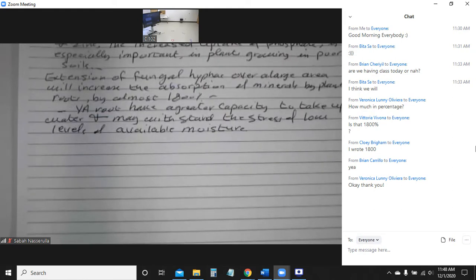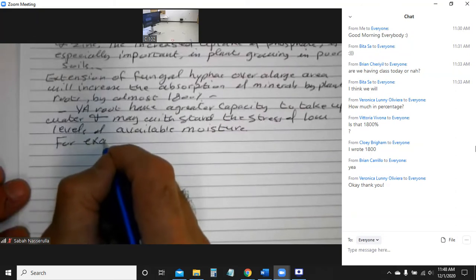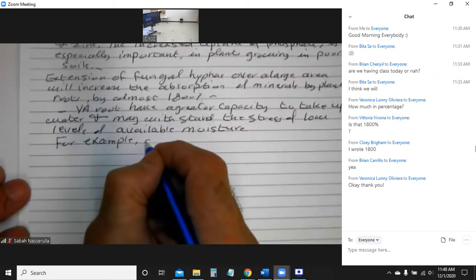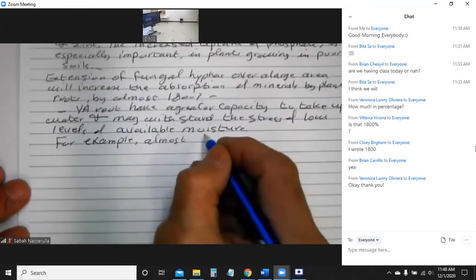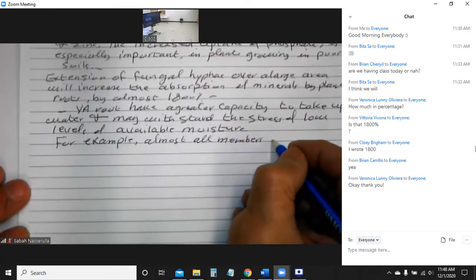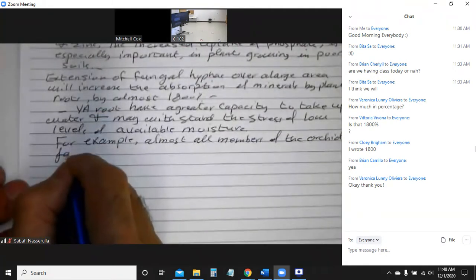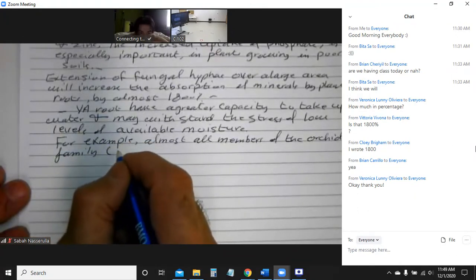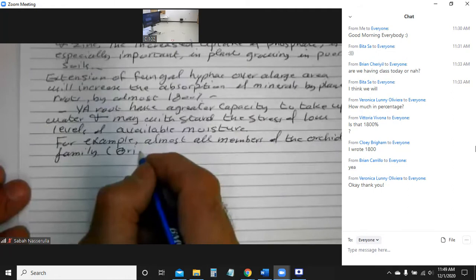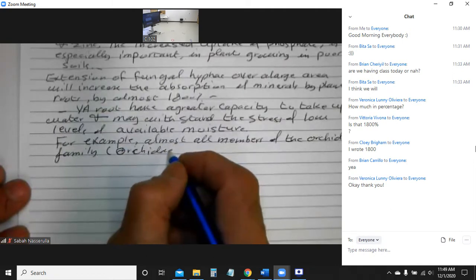To make this point, almost all members of the orchid family, Orchidaceae, which is one of the large families and mostly belongs to the monocotyledons.